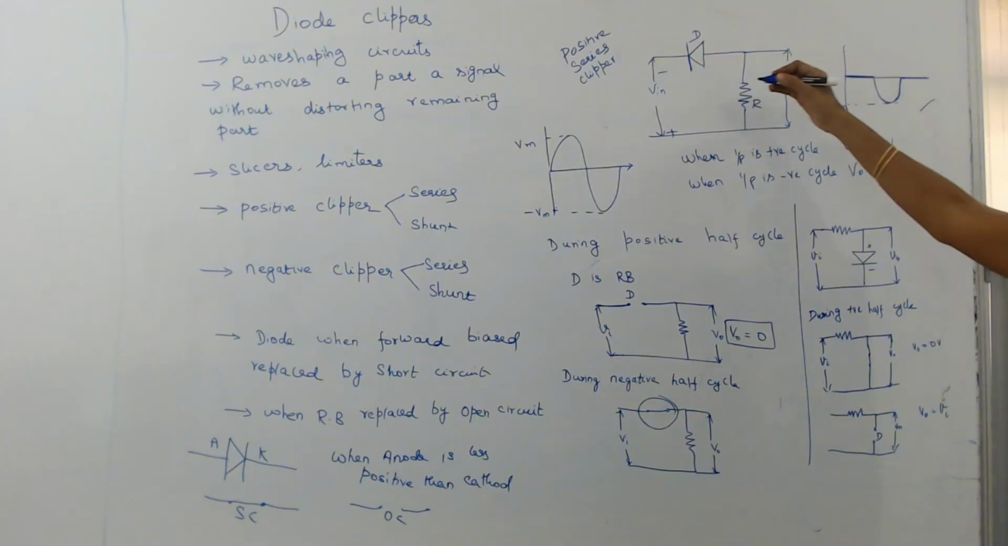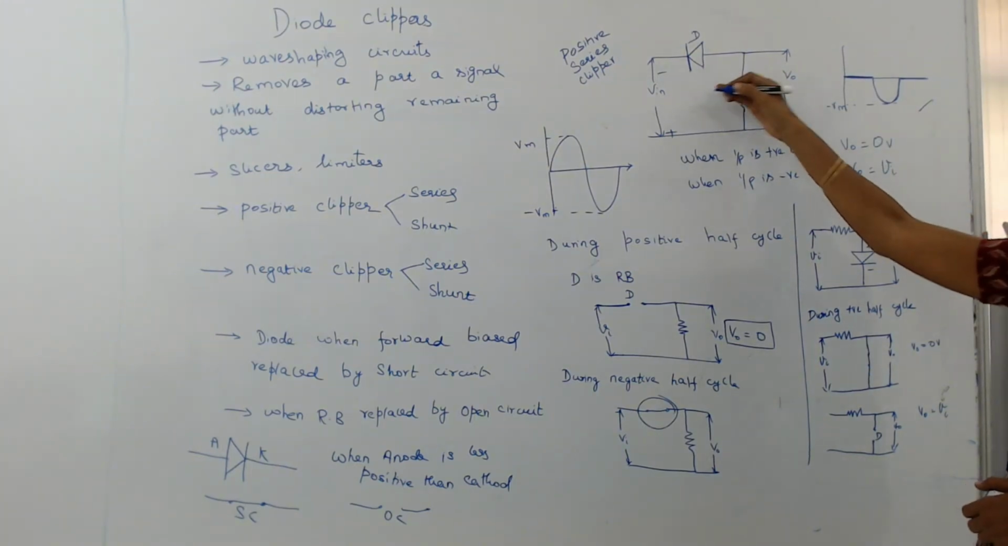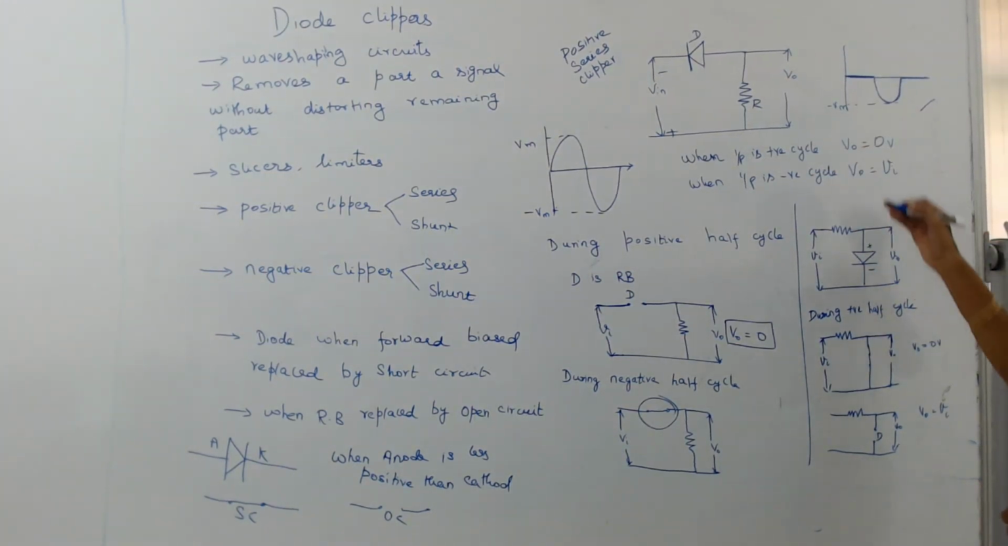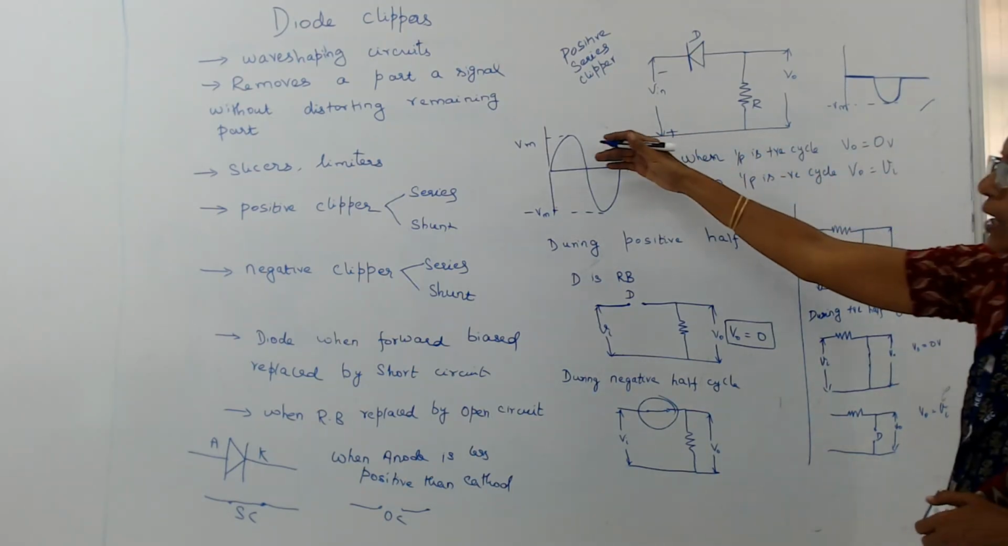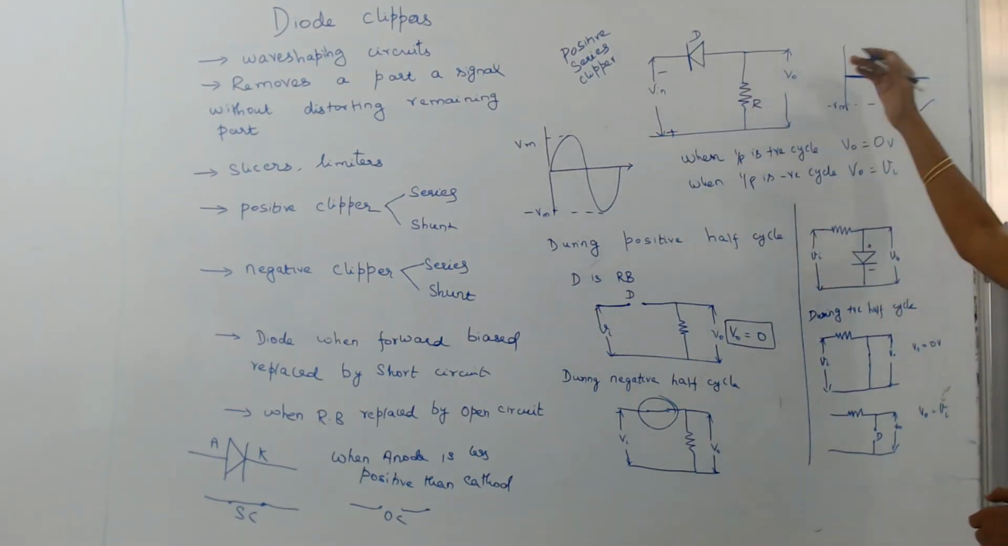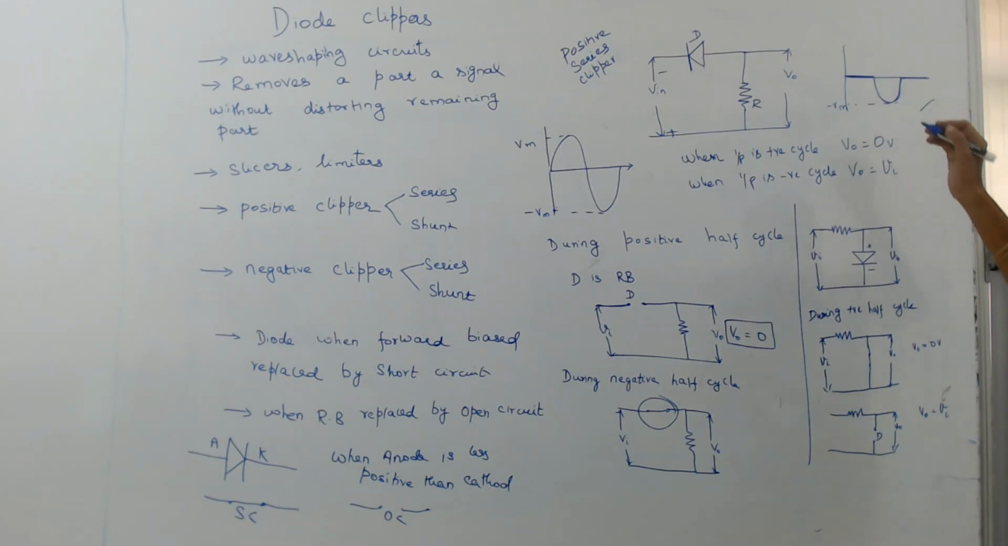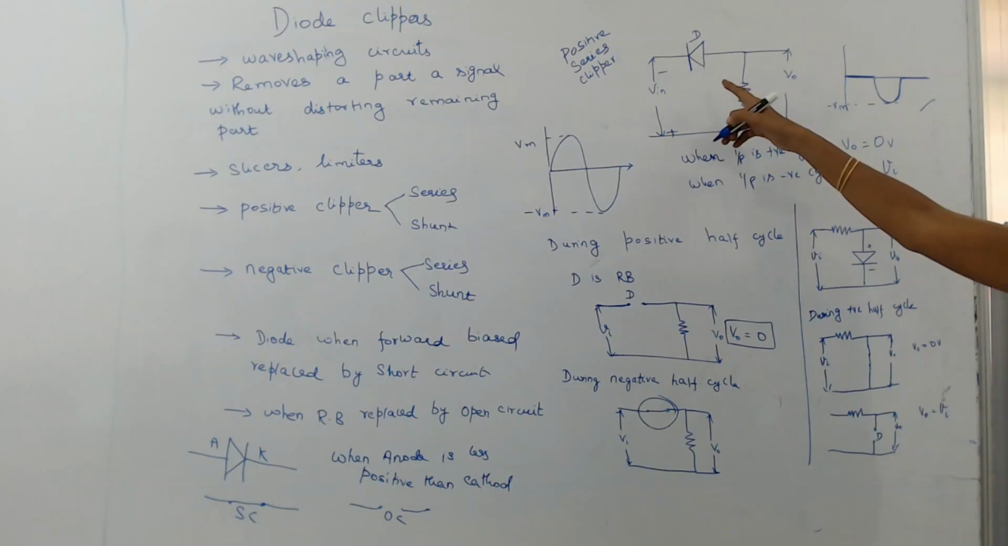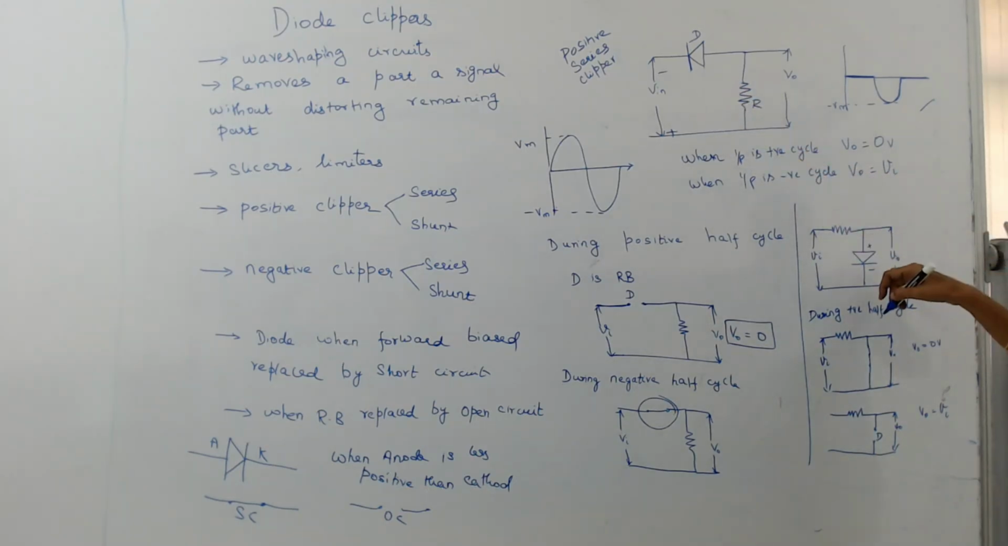So the positive clipper can be given either in this way or it can be drawn in this way. In both the circuits, the positive half of the input is clipped and we get the output only for the negative half cycle. So this is the series positive clipper, and this is the shunt positive clipper. So now we will be going for the negative clipper circuit.